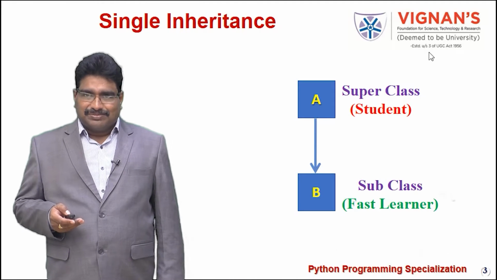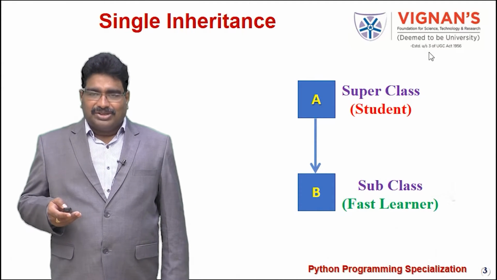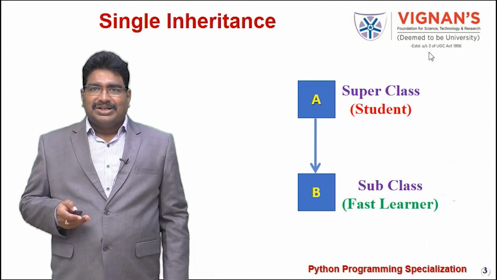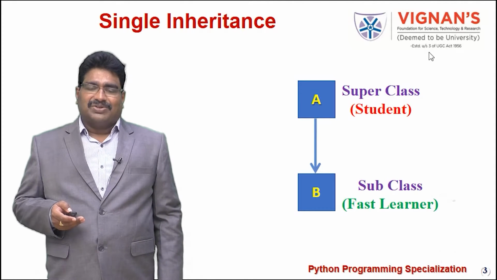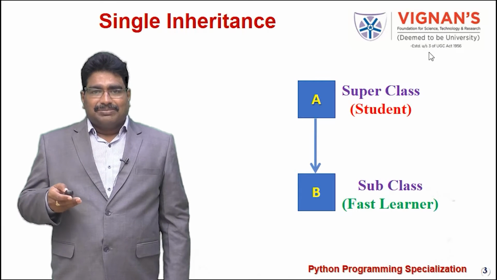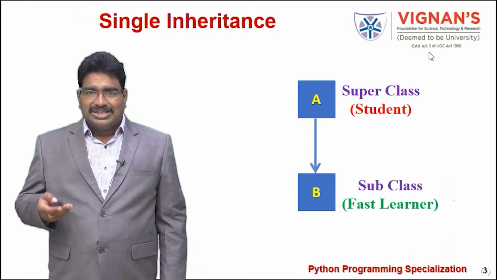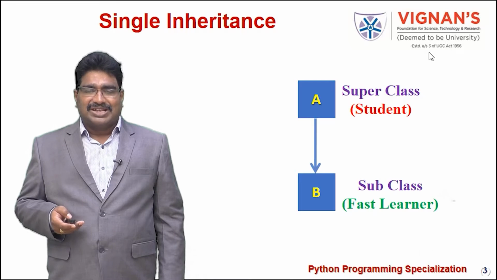Let us take one example. We are assuming that Student is the super class or the base class. From the Student class, we want to derive FastLearner. That is nothing but a fast learner is also a student, but he is studying additional courses to enhance his skills. So let us discuss with an example.